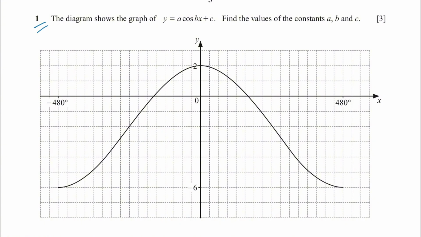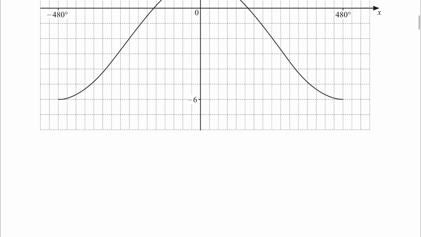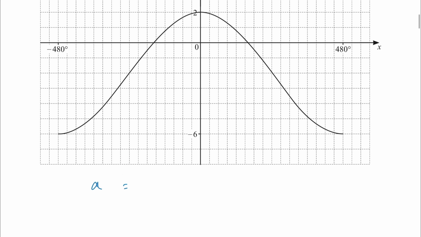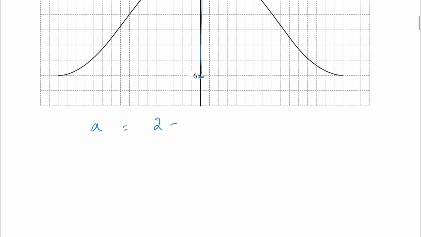So we'll be starting with question 1, where the diagram shows the graph of y equals a cos bx plus c. Find the values of the constants a, b, and c. Now, for the value of a, what we can do is calculate the distance between these 2 points. This is the maximum point and this is the minimum point. So this would be 2, negative 6.